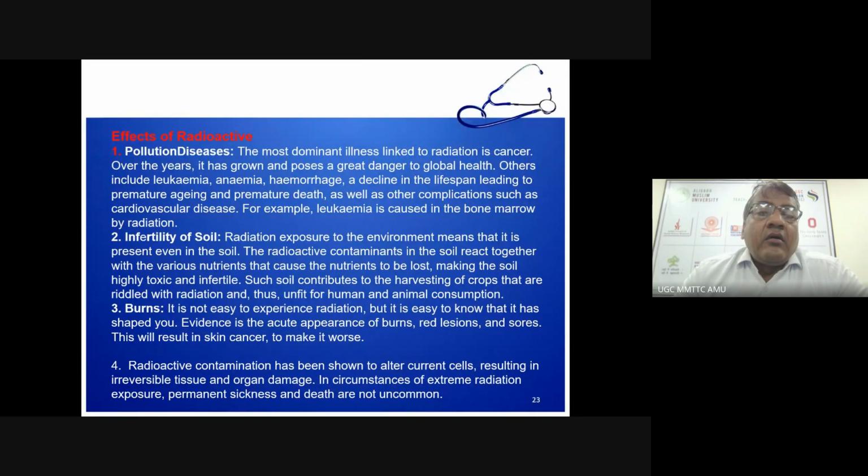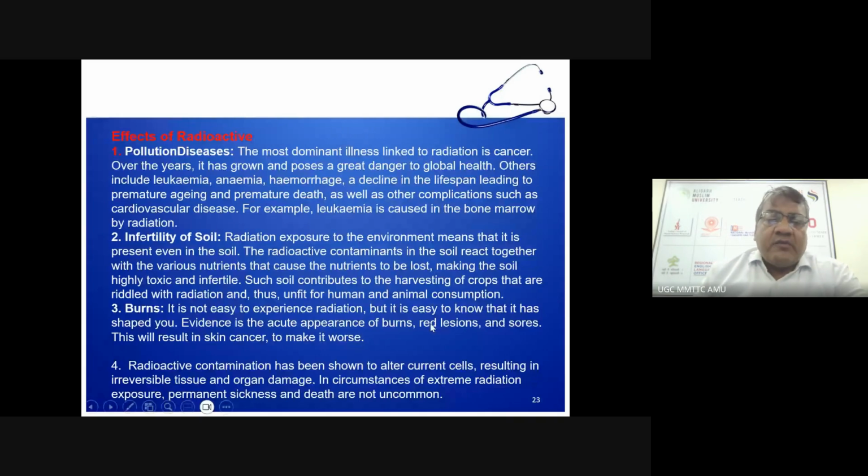The next effect of radioactive pollution is burns. It is not easy to experience radiation, but it is easy to know that it has shaped you. Evidence is the acute appearance of burns, red lesions, and sores. If you have been exposed to radiation, you can notice this in the form of red lesions and sores. And if you continue in a range of exposure, this will result in skin cancer to make it worse.